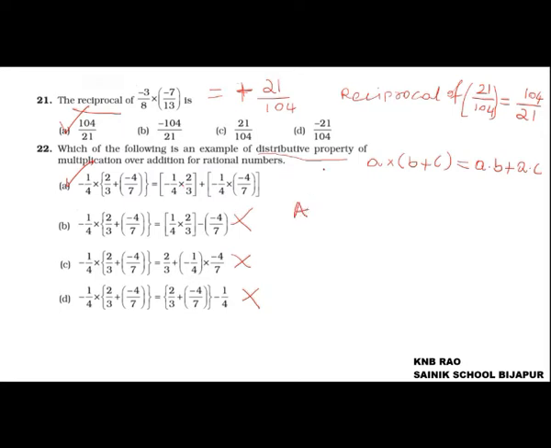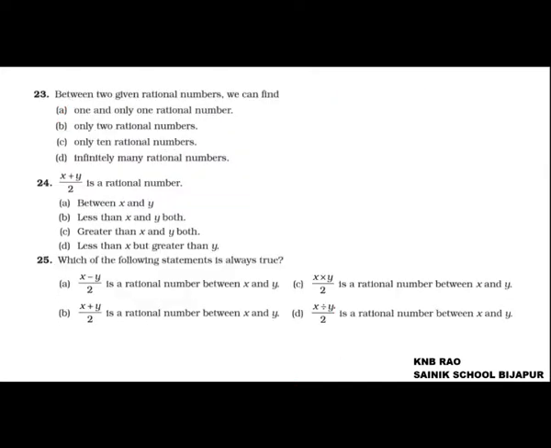Next, question number 23rd. Between two given rational numbers, we can find one and only one rational number. No, it is false. We can find between two rational numbers countless rational numbers, infinitely many. Only 2 rational numbers, only 10 rational numbers, these are all wrong. The right option is B. Infinitely many rational numbers we can find.